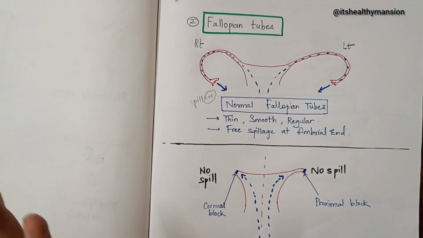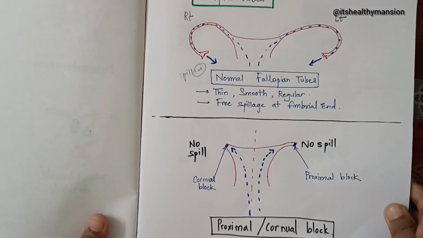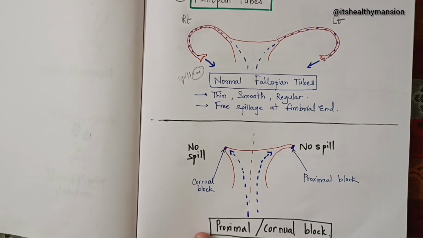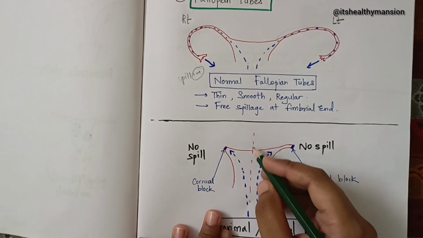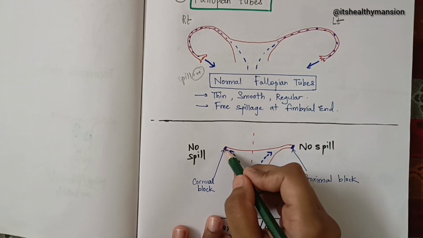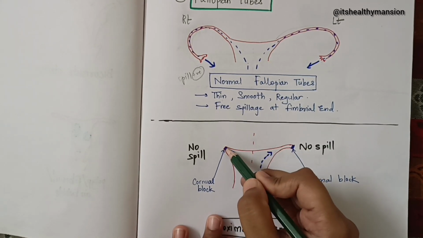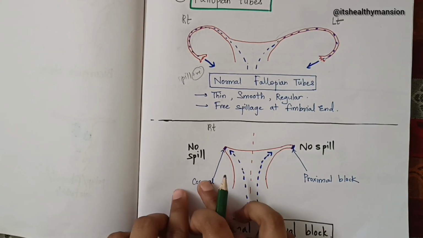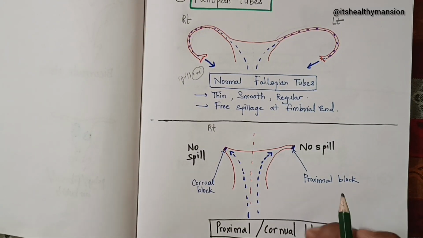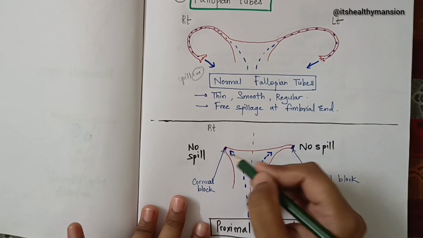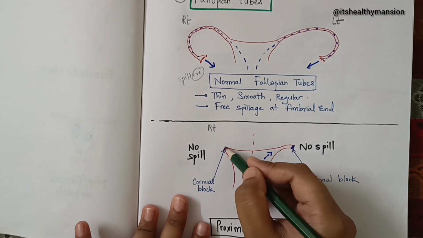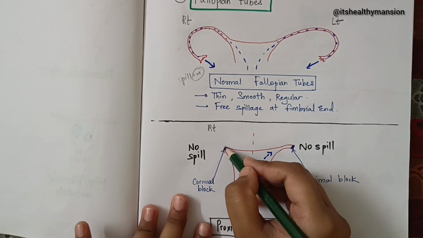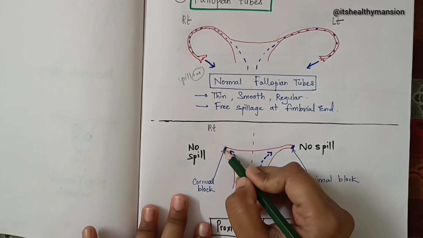So let's see the fallopian tube abnormalities. The first abnormality of the fallopian tube is proximal or cornual block. In this image, you might see the uterus consists of two cornua. Here on the right side, I have shown the diagrammatic image showing cornual as well as proximal block. Here you may see on the right side there is a cornua, meaning there is no spillage after the cornua of the uterus. So here there is a block.